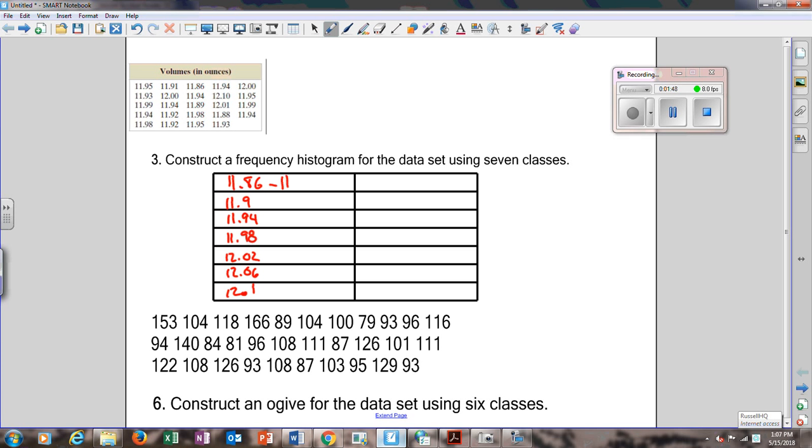Then this is going to go up to 11.89, 11.93, 11.97, 12.01, 12.05, 12.09, and then 12.13. Now we'll just figure out which data falls into where.